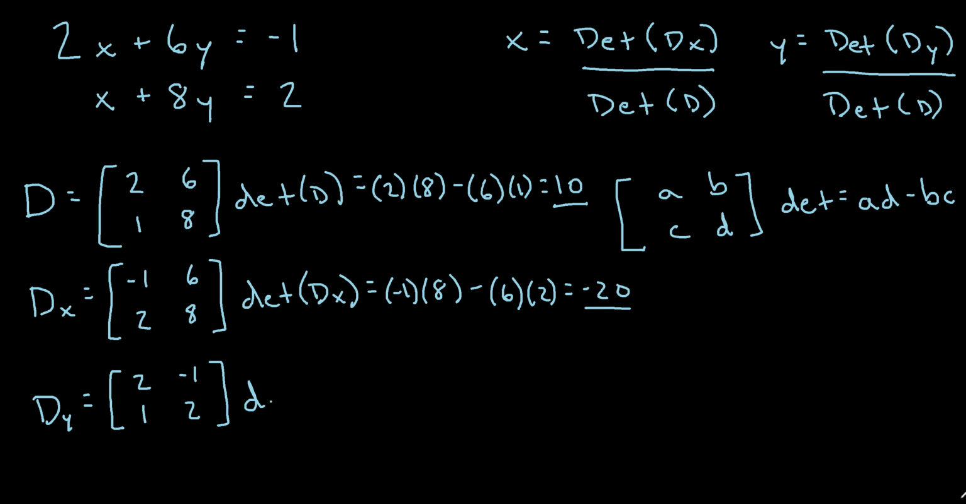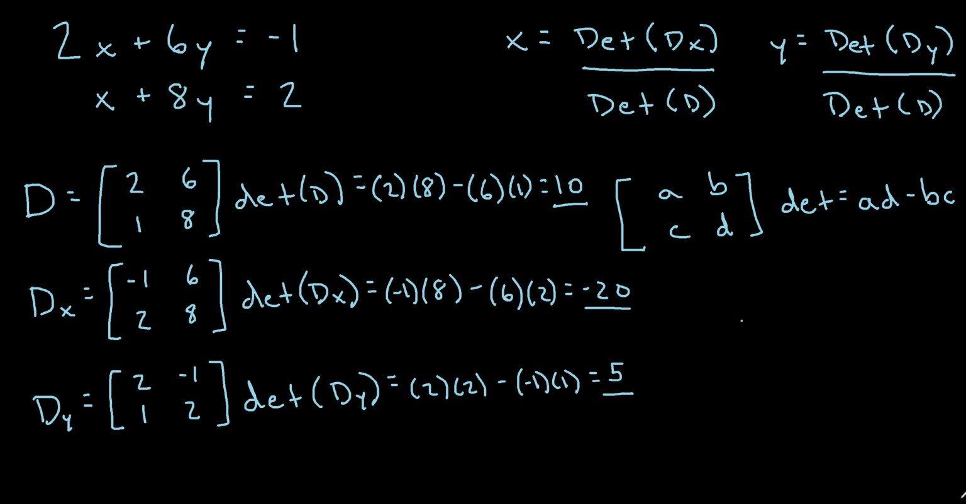And lastly, we can calculate the determinant of Dy. So A times D, so 2 times 2, minus B times C, so -1 times 1. So we get 2 times 2 is 4, minus a -1, that's 4 plus 1, which is 5.